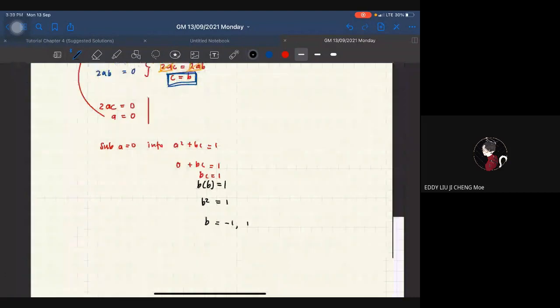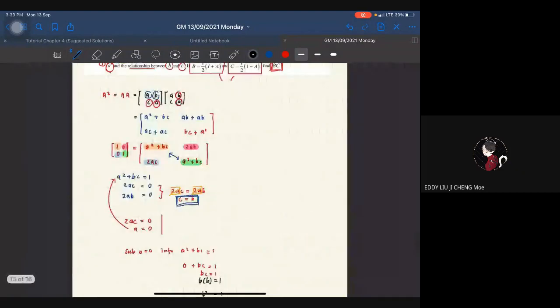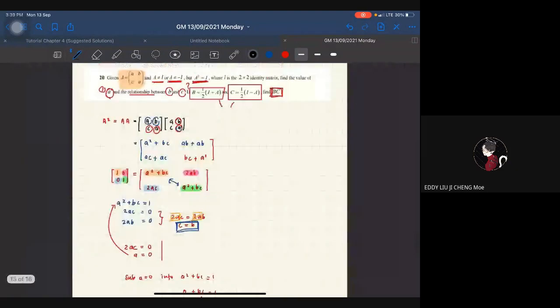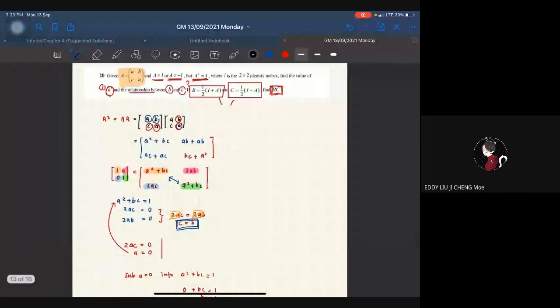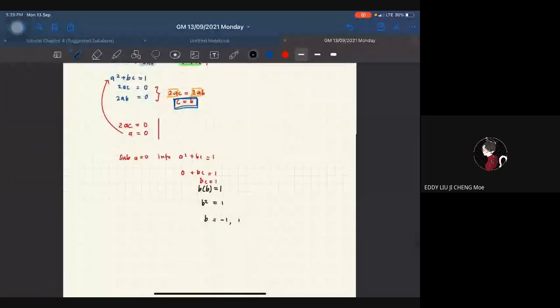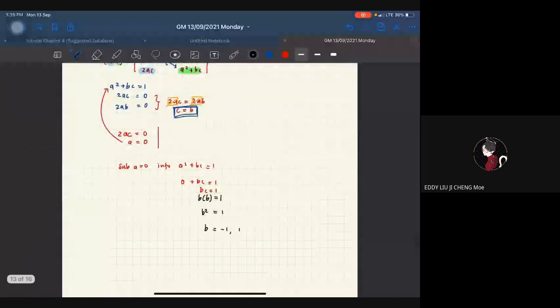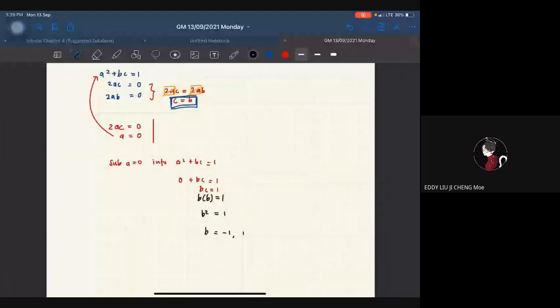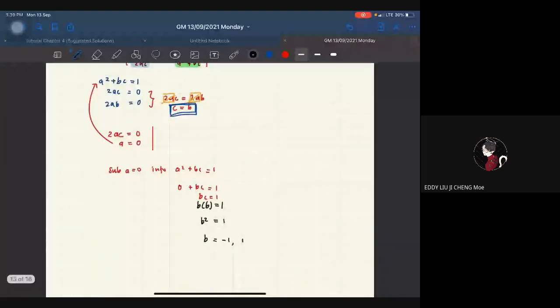Okay, ada tak syarat apa-apa dia cakap pasal B? Tak ada, dia tak cakap. Okay, so ada tak apa-apa reason yang kita boleh reject either value for B? -1 ataupun 1? Macam tak ada kan?